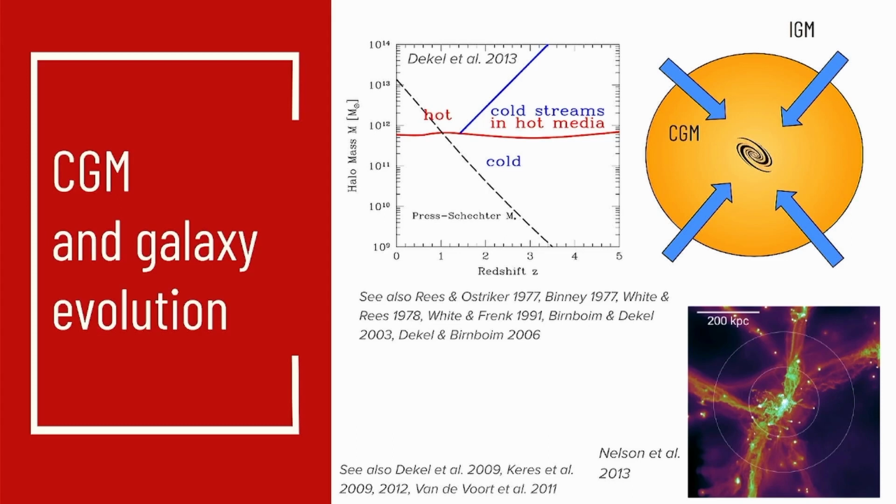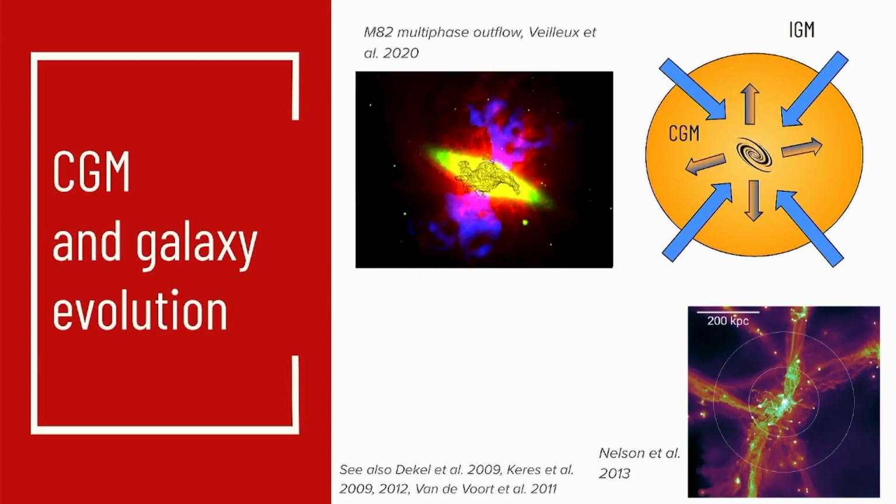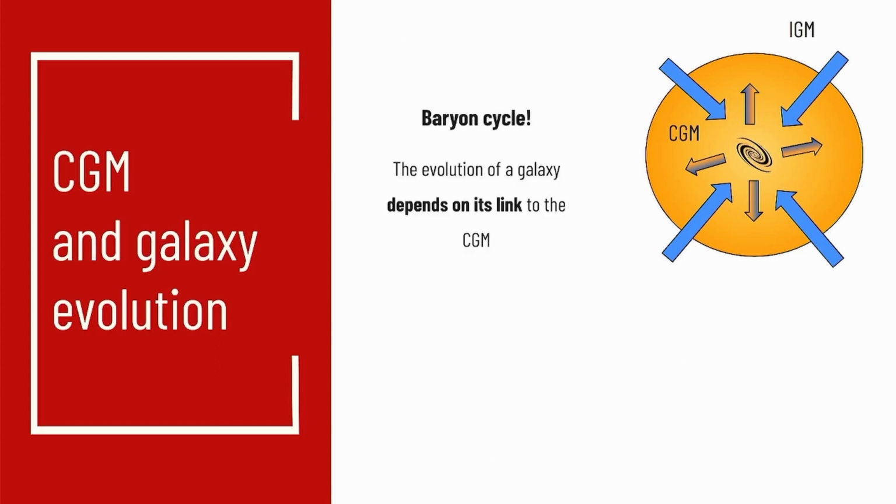And the situation is even more complex, because we know of course that there are outflows. So the gas tends to go to the galaxy, and it feeds the star formation and the central black hole. And then this creates outflows, multi-phase outflows, that then pollute also the CGM with the multi-phase gas and with metals. And so this is a very complicated cycle, what we call the baryon cycle.